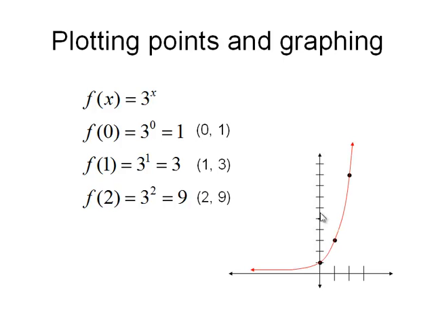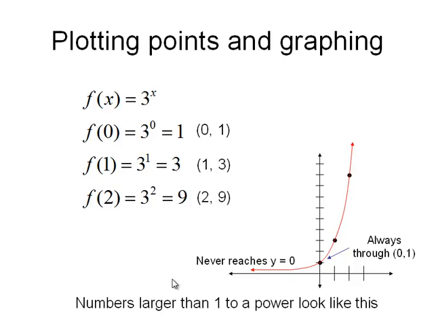Okay, if you plot those on a graph, over 0 up 1, over 1 up 3, and over 2 up 9, when you connect the dots, you get a graph that looks like this. It never reaches 0 horizontally. It flattens out. It always goes through the point 0, 1, because when you plug in 0, you always get 1, as long as it's just an x power. And so anytime you have a base larger than the number 1, it's going to look like this.